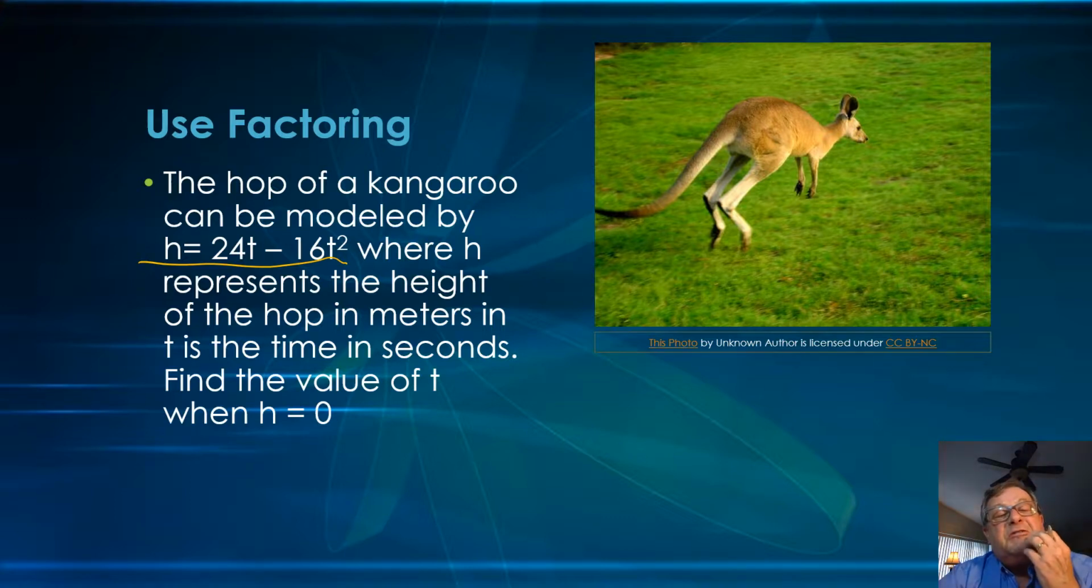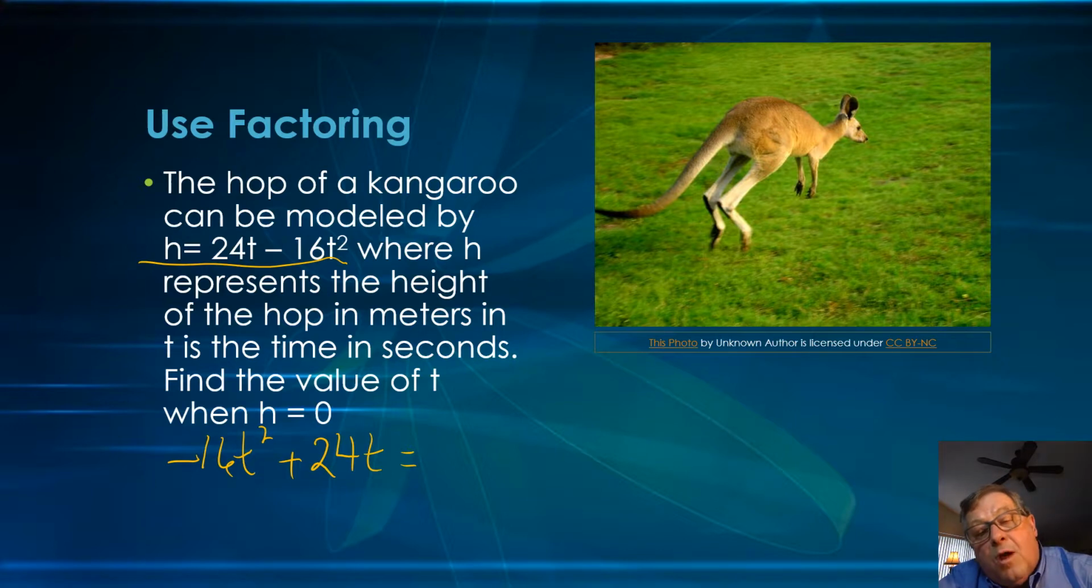Well, I'm going to rewrite this just because I like the way it looks better. I'm going to rewrite this equation now as negative 16t squared plus 24t equals, and rather than put in h for the height, I'm going to put in 0 because we're asked to find when the height is 0. And what does that mean if the height is 0? That means the kangaroo's on the ground.